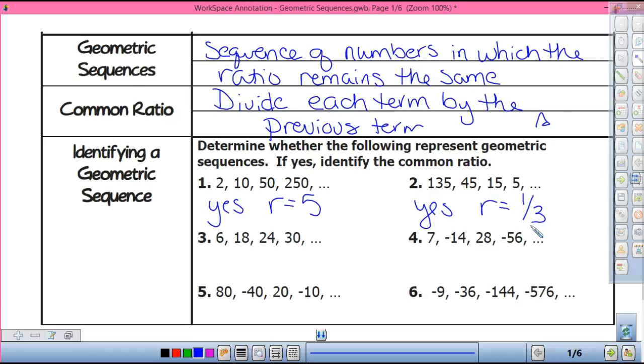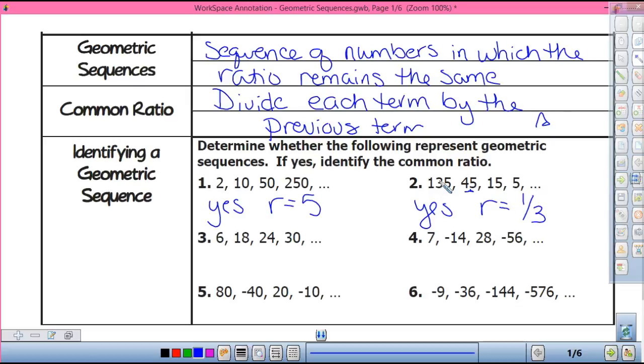Grab your calculators. If you can't figure out what your common ratio is, take your second term and divide it by your first. So take 45 divided by 135. And what do you get? 0.3 repeating, which is 1/3. Remember 0.3 repeating is 1/3, 0.6 repeating is 2/3, right? Two common decimals that you should know fractions to.